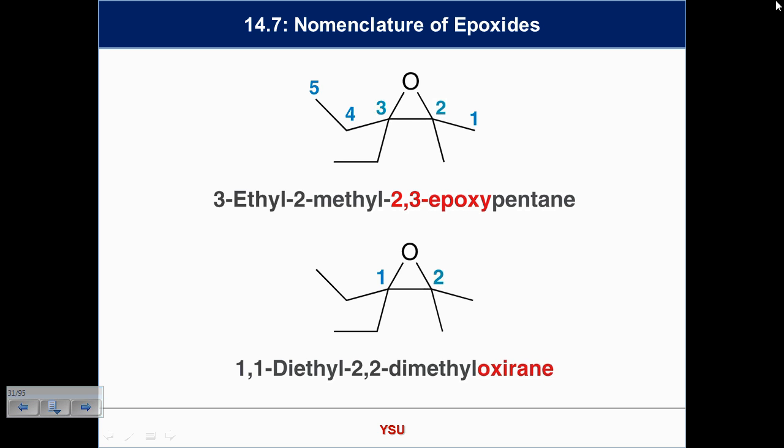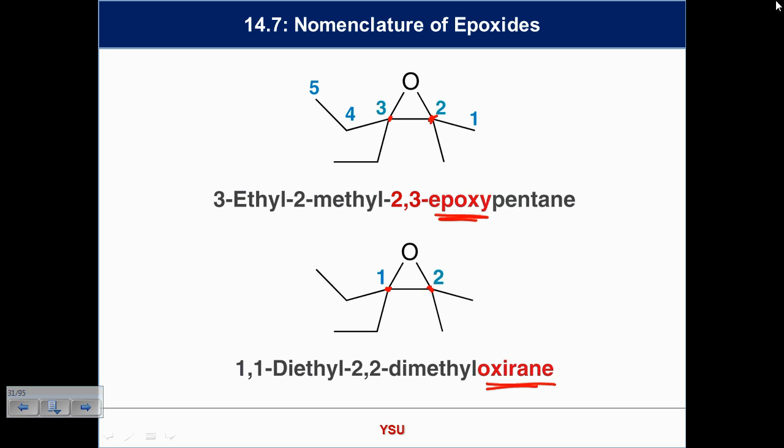Now, this nomenclature stuff here, it doesn't matter which one you use. Okay, just be aware of each. This one is a bit of a giveaway. Epoxy, epoxide. And the epoxide is between carbon 2 and 3. So that's where that comes from. At the bottom, you're classifying it as an oxirane, as an epoxide. So it's very similar to stuff we've already done. In this case, there's the oxirane right here, and this is carbon 1, and this is carbon 2.